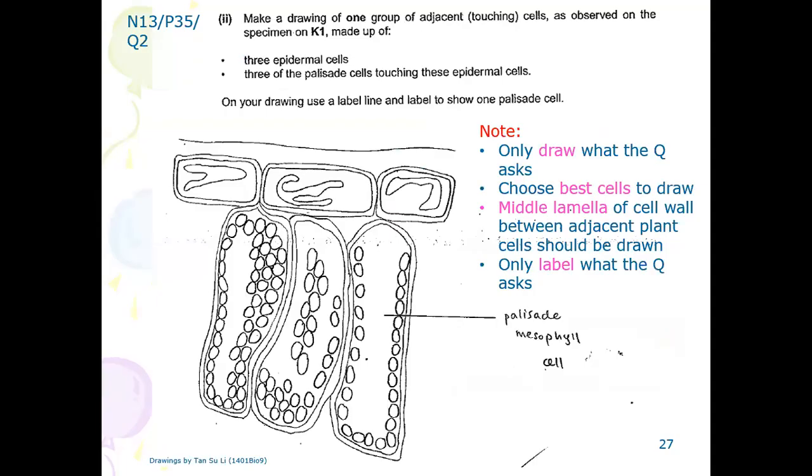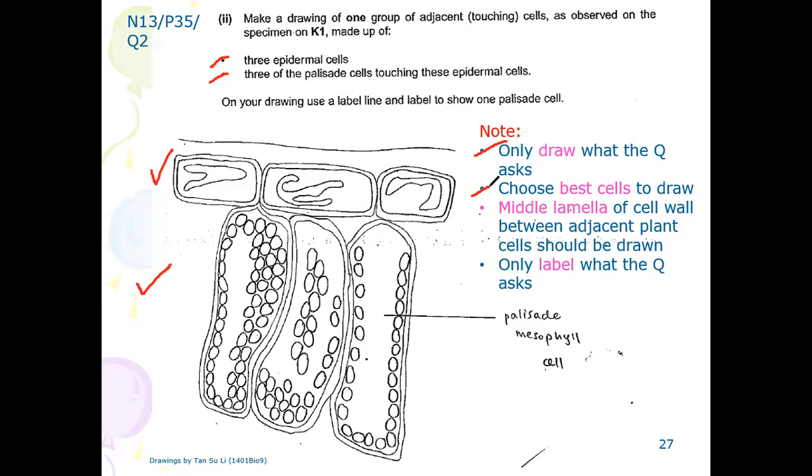Okay. Now this is an example past question and the student's answer. The student is asked to draw 3 epidermal cells and 3 of the palisade cells touching these epidermal cells. So this leaf, right? So 3 epidermal cells and 3 palisade cells that are touching these 3 epidermal cells. So you need to only draw what the question asks you to draw. Okay? And you must choose the best cells to draw. So the best cells that you can see in the slide is very clear. Everything is very clear. You can see clearly. Then you choose those cells and draw.